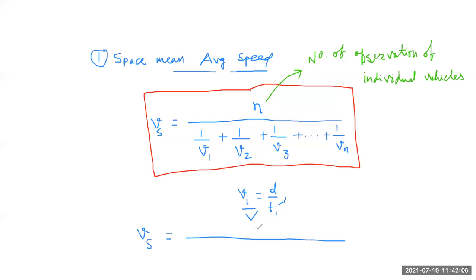So we get Vs is equal to n divided by T1 by d plus T2 by d plus T3 by d, and so on, plus Tn by d. So the above formula can also be written in this manner.